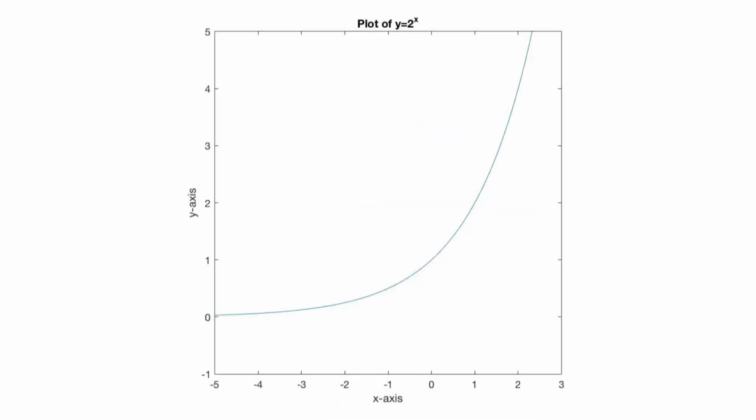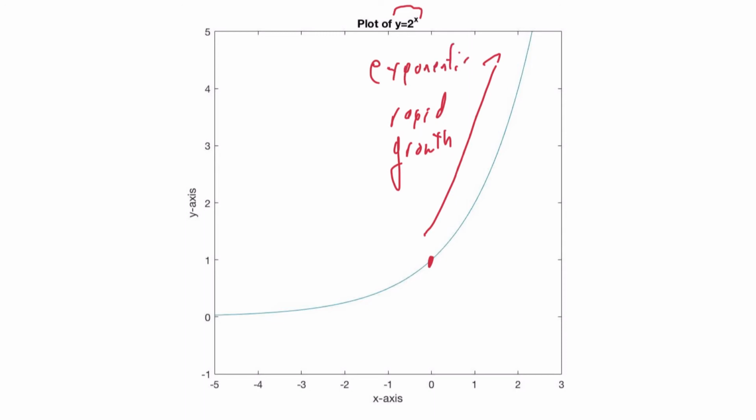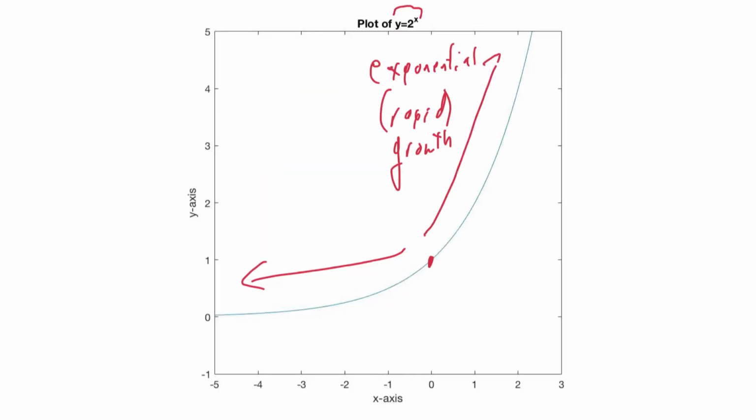So an exponential function looks like this. This is y equals 2 to the x. At the value x equals 0, I get 1, and then I get very rapid growth. In fact, it gets its own term. This is what exponential growth looks like. Extremely rapid. So as x gets bigger, I get extremely rapid growth. And then as x gets smaller, I get rapid decay to 0.